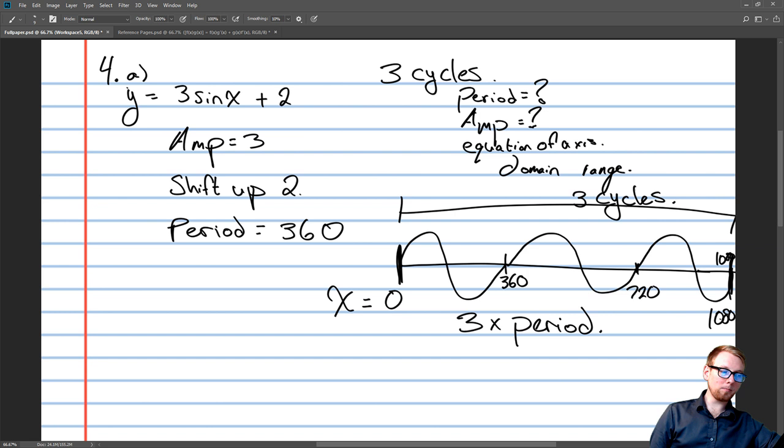Okay. So now we have to just find out our range, because our domain is right here. We need the equation of the axis as well. Well, the equation of the axis is pretty simple. It's just going to be our shift.